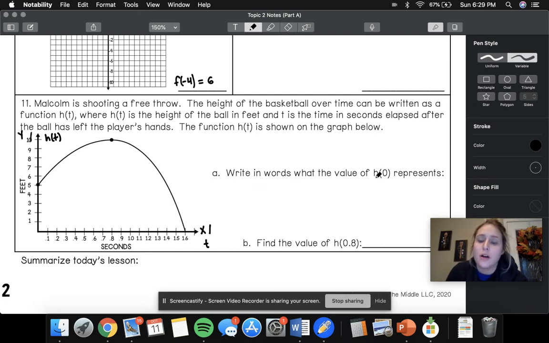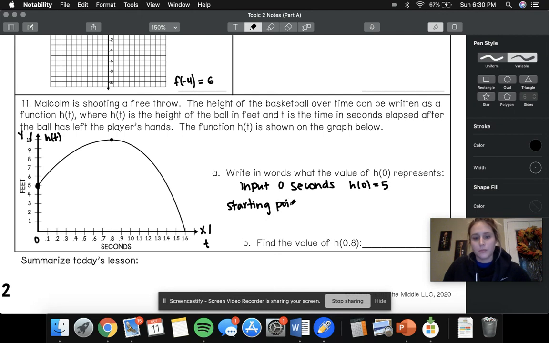Write in words what the value of h of 0 represents. So I want to know when we input 0, which means 0 seconds. And I'm just getting that from here. So here's 0. h of 0 is graphed at 5. h of 0 equals 5. So it's just asking us what that means right now. So this would be basically like the starting point of the ball. This is not before he starts to shoot it, because when you shoot it, it goes up a little bit. This would be holding the ball about 5 feet above the ground.